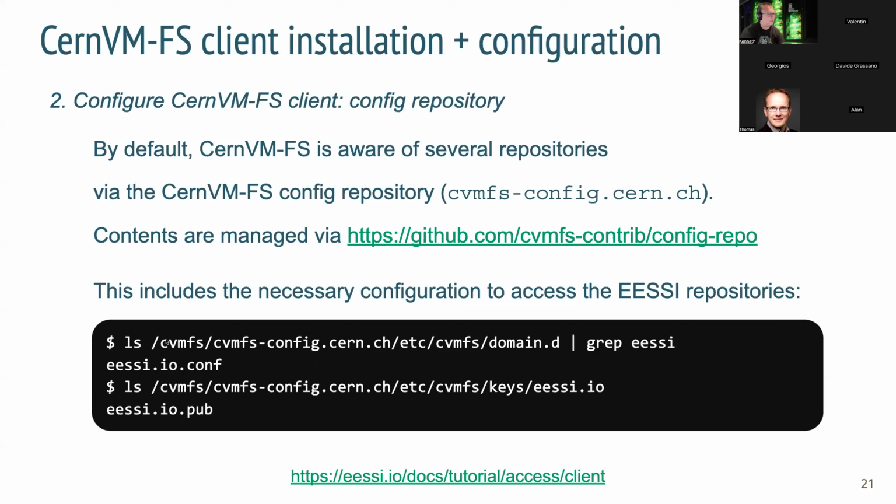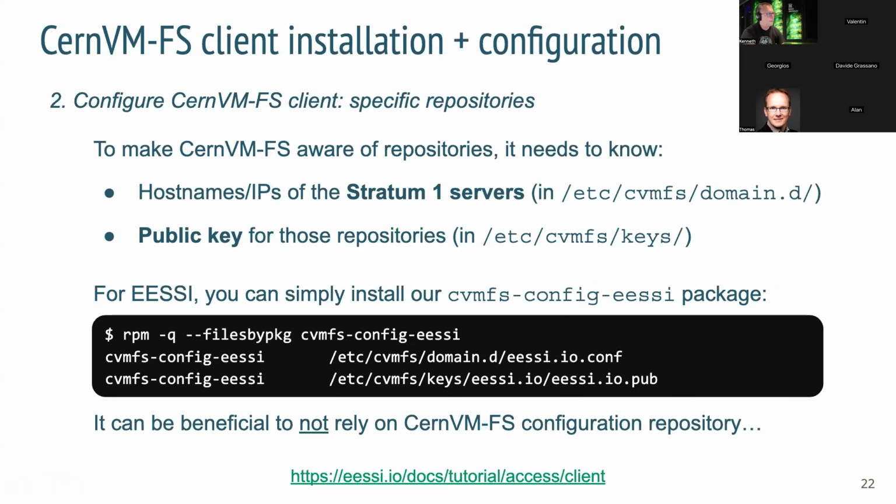And you can see that as soon as the client software is installed, you can check which files are available in the cvmfs-config.cern.ch repository. And you'll find a configuration file there for eessi.io, so the domain for EESSI, and also the public key that's connected to those EESSI repositories. So that's one way. If your repository is well known or part of the flagship repositories, you're good to start straight away. If not, it's not that difficult to get access to the repositories that you know about.